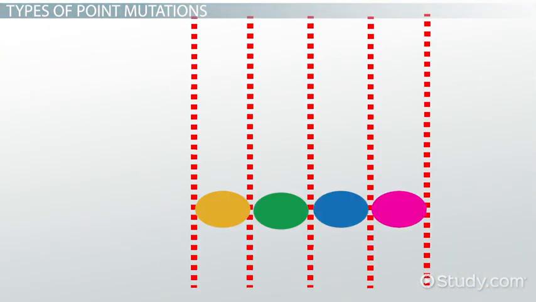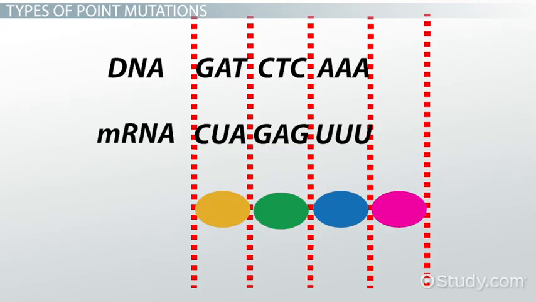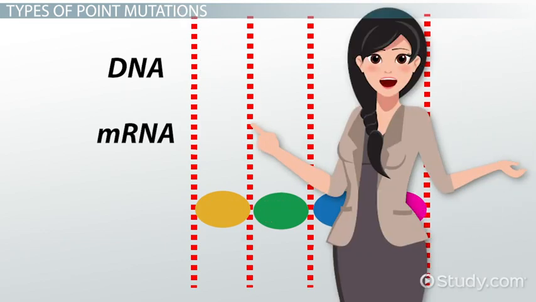Say you have the following DNA: GATCTCAAA, which transcribes to mRNA CUAGAGUUU. Before the mutation, the DNA transcribed to CUA coding for the amino acid leucine, GAG coding for glutamic acid, and UUU coding for phenylalanine. So pretend you have a deletion of the adenine, A, out of GAT. Everything is going to shift.